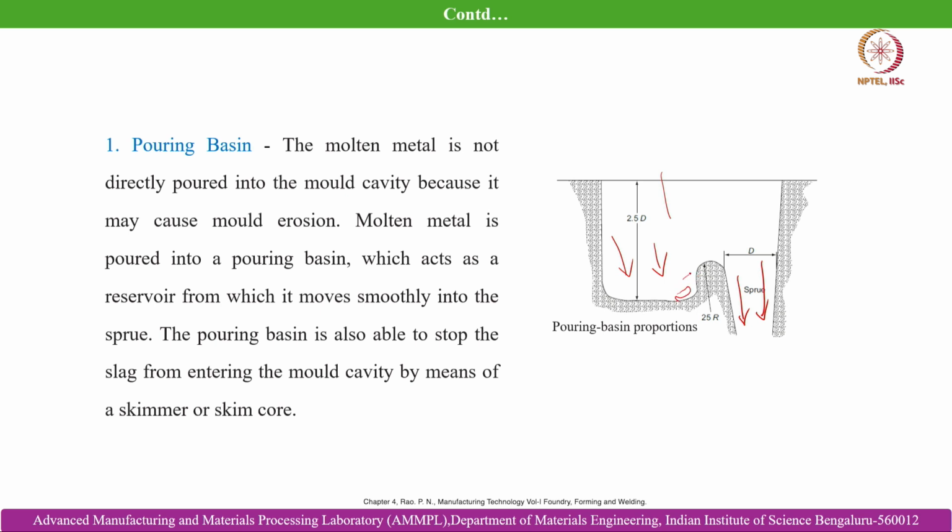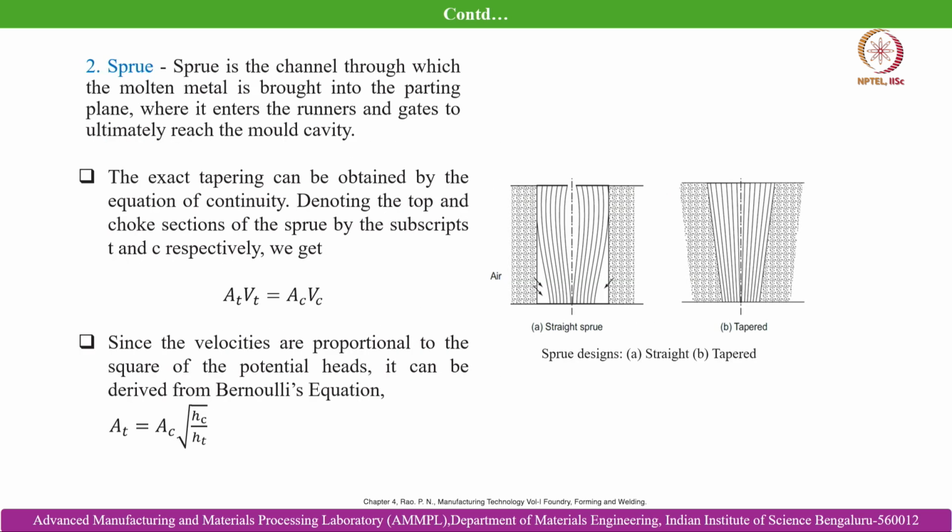It can trap some inclusions or dirt which are present in the melt and does not allow them to go into the melt stream which joins into the sprue, and thereby it facilitates cleaner melt entry into the mold cavity. It also acts like a reservoir, from where the metal can move smoothly into the sprue. So, these are the essence of the pouring basin, and then here comes the sprue.